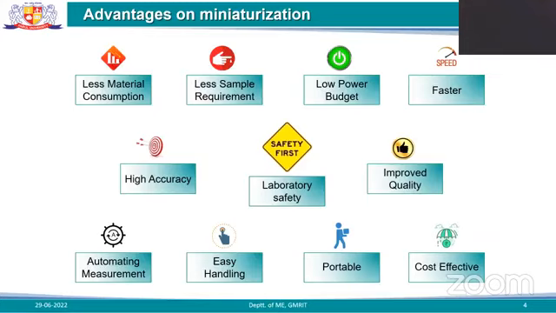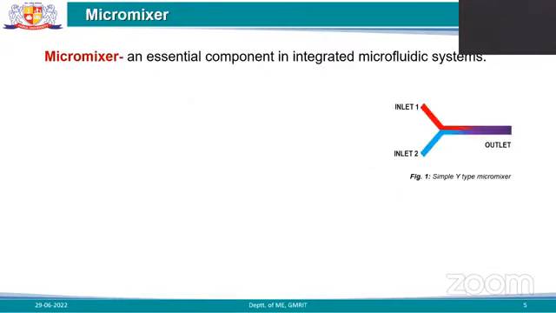And similarly, whatever advantages we have shown, all are related to cost effectiveness. Means we are getting improved results at low cost. So now we are coming to our main topic, that is the micromixer. Whatever we are discussing is a broad area, but now particularly we are coming to the micromixer.